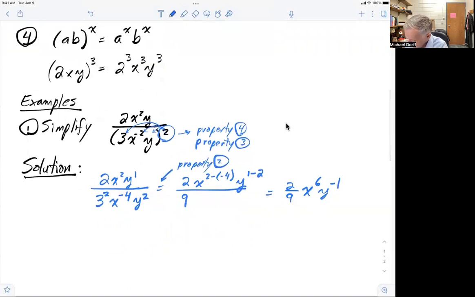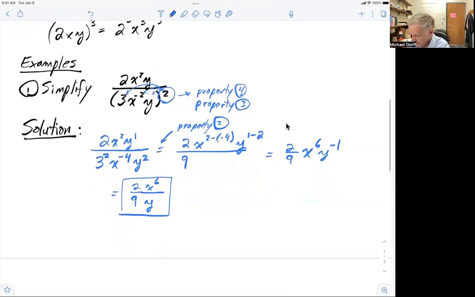And then I would finish that by just writing this as 2/9 x to the 6th in the top, and because I have a y to the negative 1 in the top, I can bring that into the denominator and write it as y to the first power, or just y. Okay, that was the first example. Let's look at a second example.